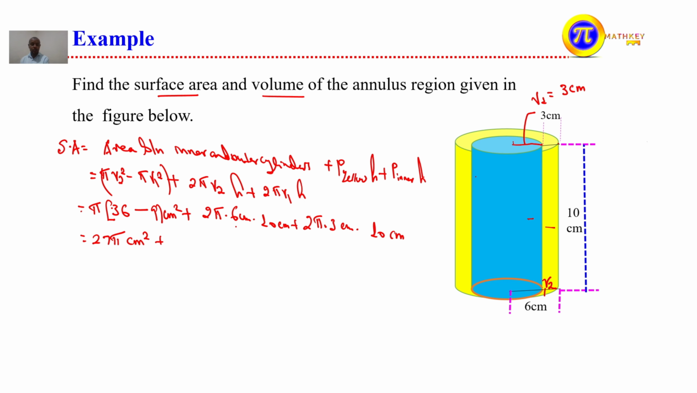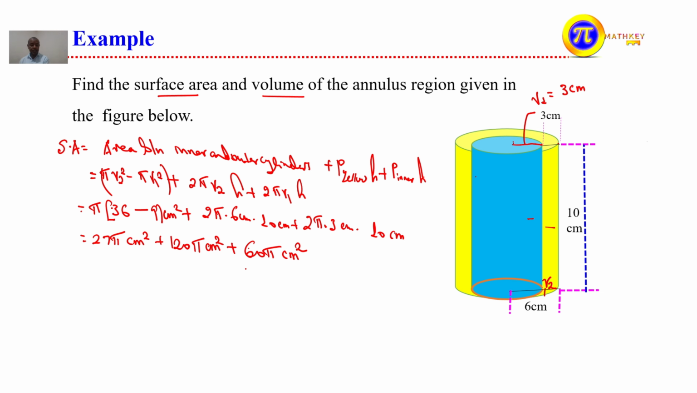2 times 6 is what? That is 12. 12 times 10, that is 120. So 120 pi centimeter square. Plus, what about the inner one? 2 pi times 3 times 10. That means 6 pi times 10, that is 60 pi centimeter square.